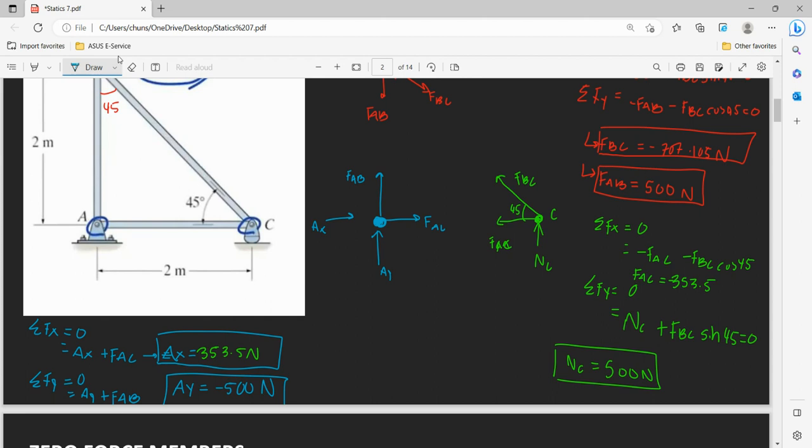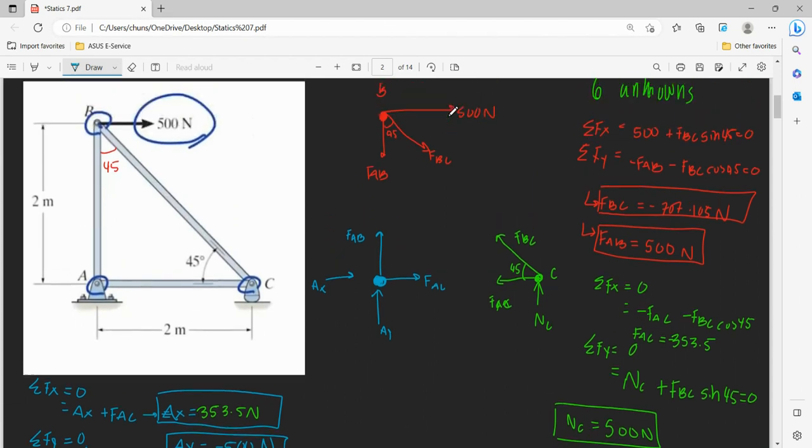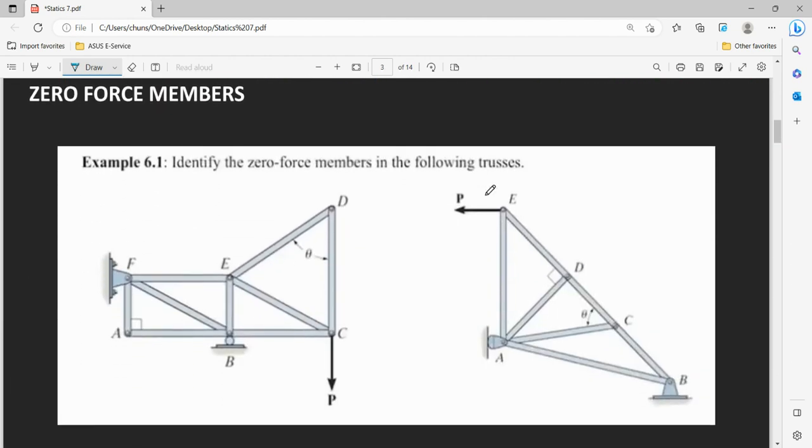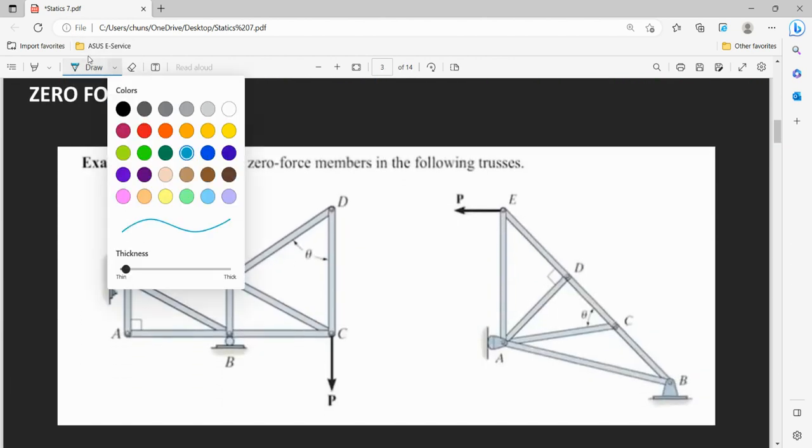So you can use 6 equations to find 6 unknowns, ensuring that each pin has 2 equations each. Right, so you want to start with the pin that has the least amount of unknowns, because that'll be the simplest to solve, and you can use those unknowns to find the reactions in our other pins. Okay, so next we're going to talk about zero force members.